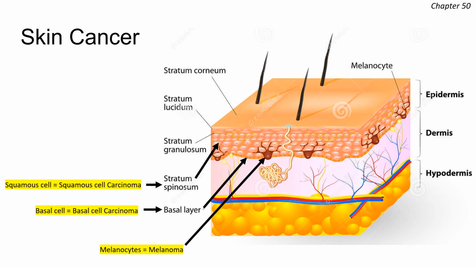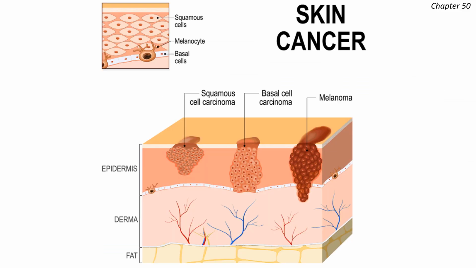So taking a deeper look here at the layers of the skin. So the 3 different types of skin cancer, they're named after the cells that they mutate from. So squamous cells mutate into squamous cell carcinoma, basal cells mutate into basal cell carcinoma, and melanocytes mutate into melanoma. So skin cancer is staged by the depth. So the deeper the skin cancer, the poorer prognosis.